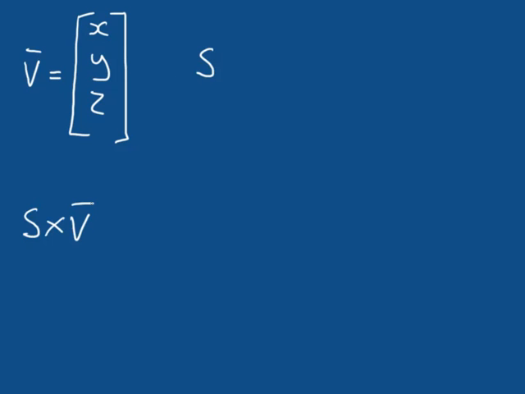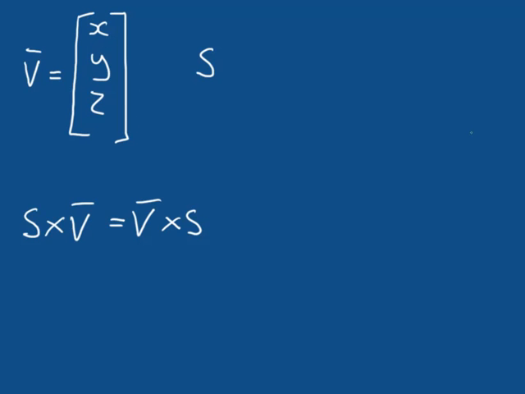Just as in the 2D case, vector scalar multiplication is commutative, so that means that s times v is the same as v times s. And just as we mentioned in the 2D case, the result is going to be a vector. The number of components in the result is equal to the number of components in the vector that we're multiplying. So our 3D vector has 3 components. That means our resultant vector is going to have 3 components.